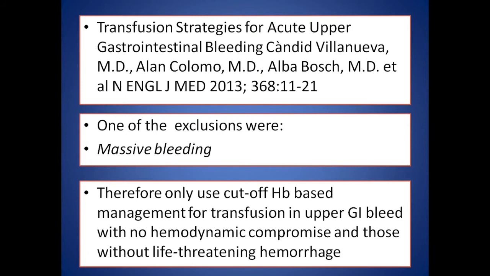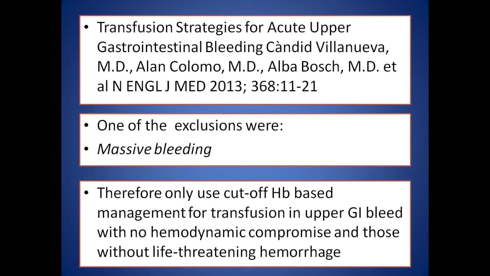Now, I would like to bring your focus and complete attention to this particular study. It was conducted in Spain and published in the New England Journal of Medicine. This is a very good study, okay? They wanted to get a cutoff for the hemoglobin level to decide when to transfuse blood.